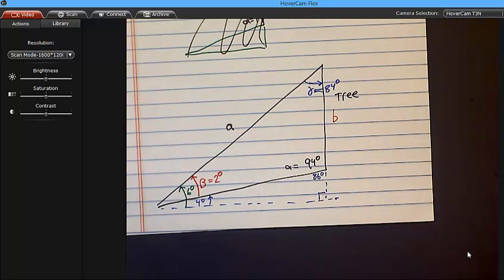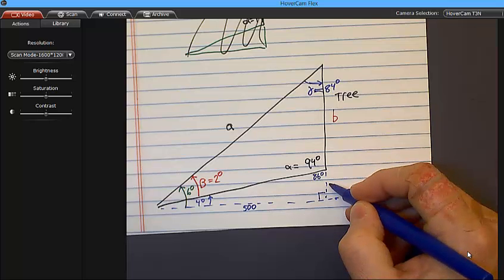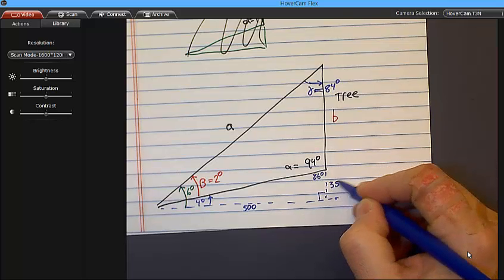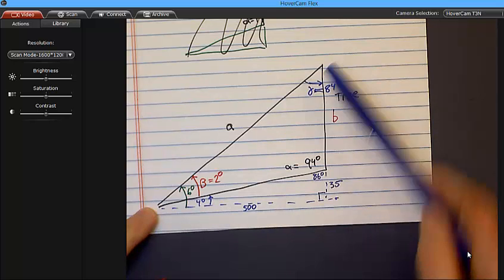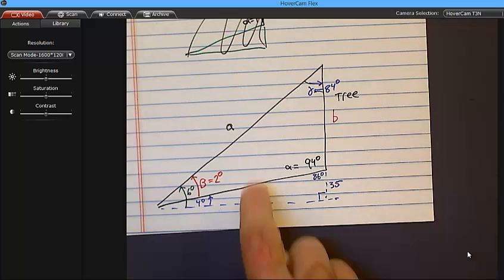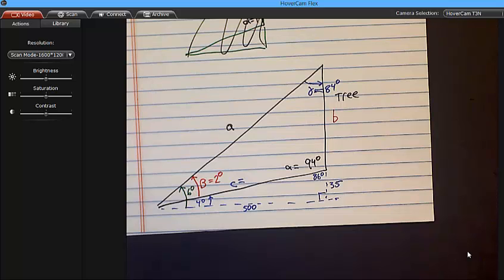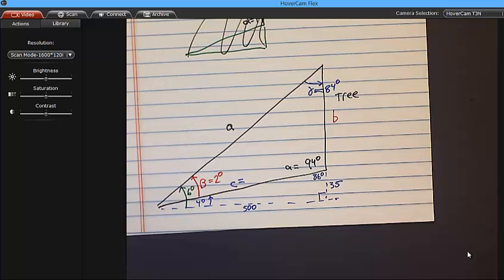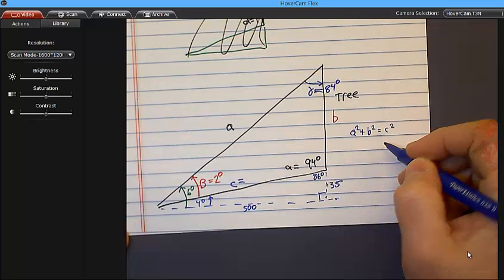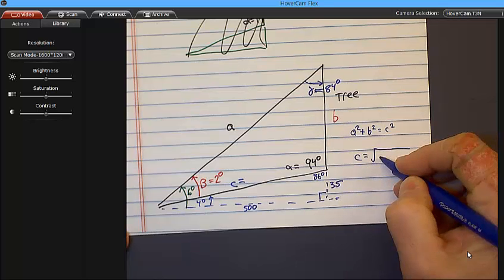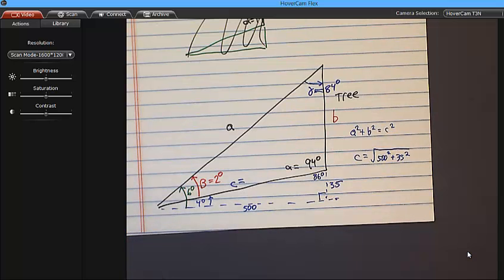And do I know anything else? Well, I claimed that this was 500, and I claimed that this was 35. So it seems to me we ought to be able to figure out this length of road here. In other words, if that's gamma, the side opposite, the book we've been calling it C. And actually, C's a real good name here, because how could you find C? Pythagorean theorem, right? So a squared plus b squared equals c squared. So I'll say that c is the square root of 500 squared plus 35 squared. And I'll get what c is. All right, let's give that a shot.